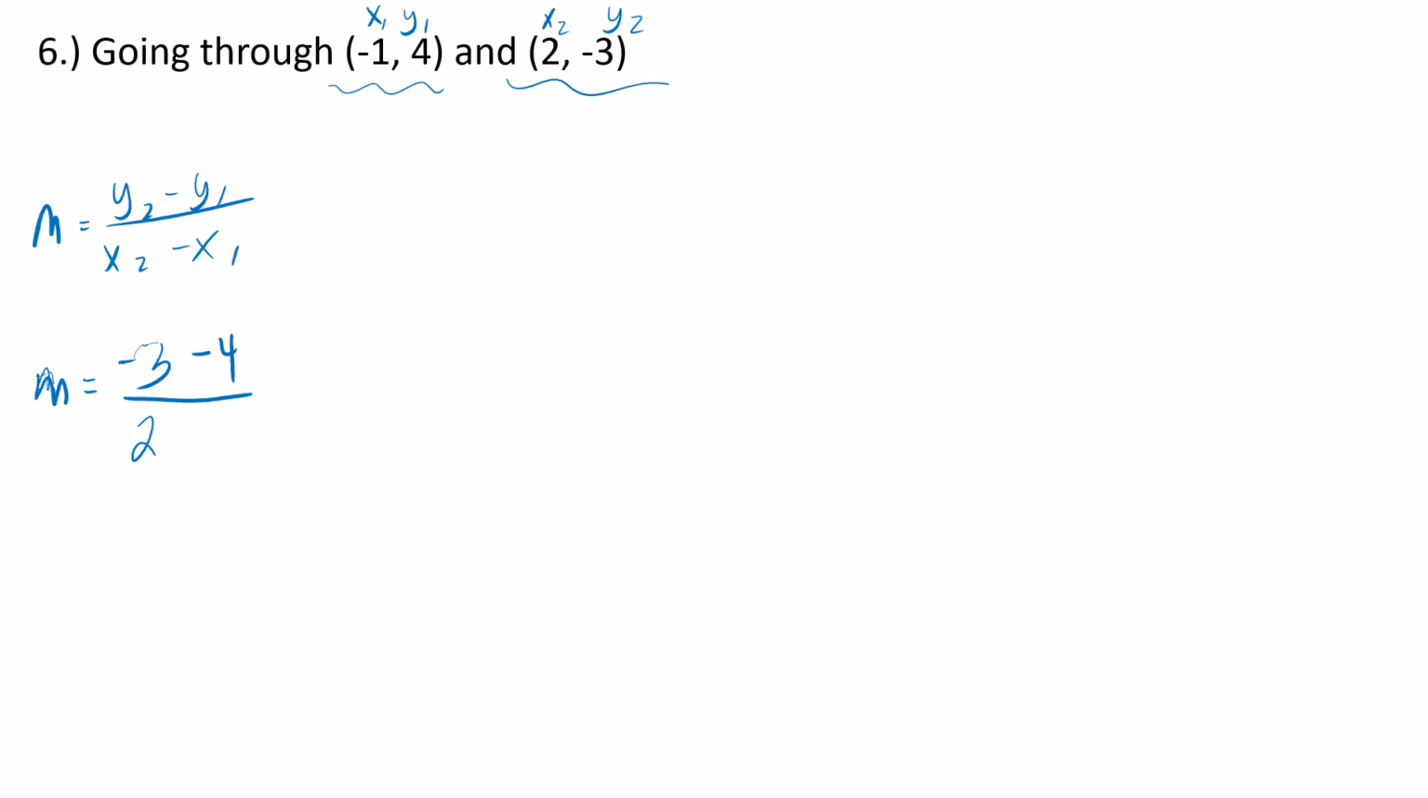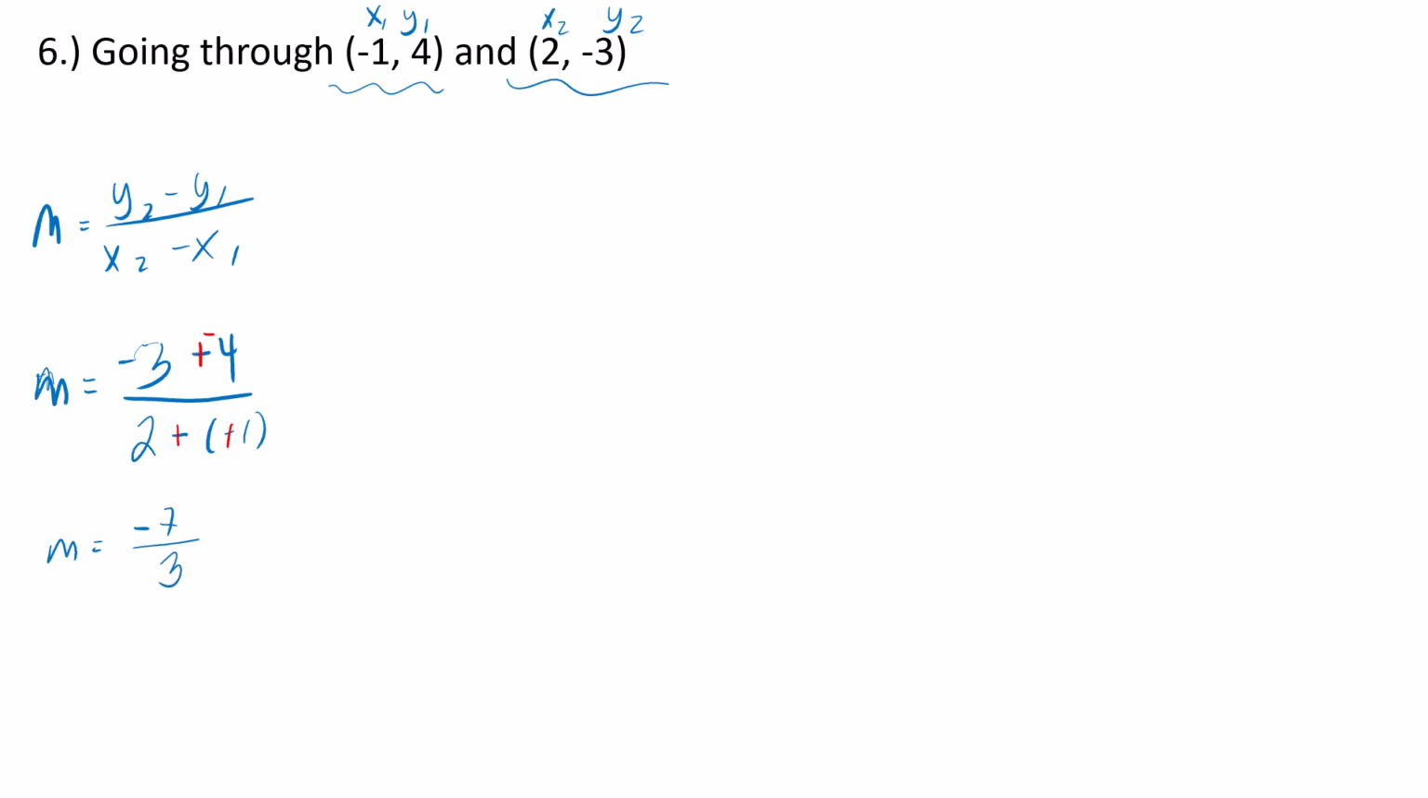-3 minus 4, and then x2 is 2 minus -1. Now, this is a spot where it might be really, really helpful to remember that subtraction is adding a negative. So -3 minus 4 is the same as -3 plus -4, and 2 minus -1 would be 2 plus +1. It's the adding of the opposite. A lot of middle school teachers will say keep, change, change, as a way of remembering that. I'm not a fan of keep, change, change, but adding the opposite. -3 plus -4 is -7. And then 2 plus 1 is 3.